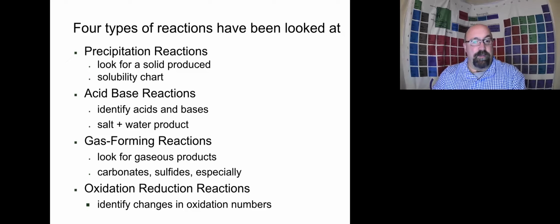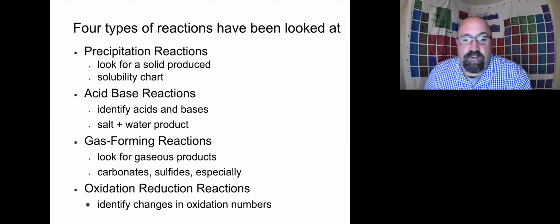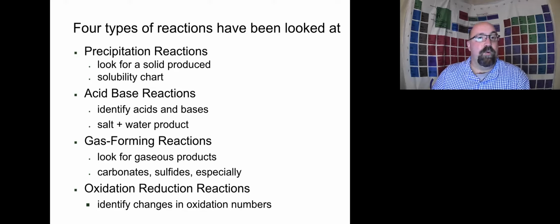We looked at gas-forming reactions, where we're looking for some gaseous products, especially in the cases of carbonates and sulfides. So a metal carbonate or a metal sulfide plus an acid. And then finally, we looked at oxidation reduction reactions to identify if an oxidation reduction reaction took place. We need to identify if there have been changes in our oxidation numbers.